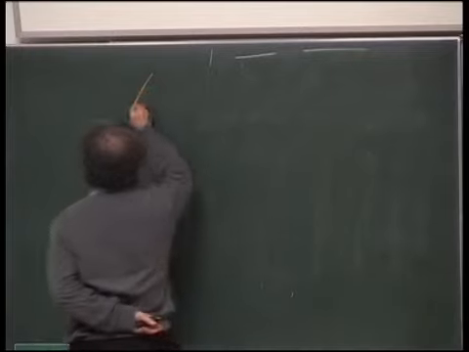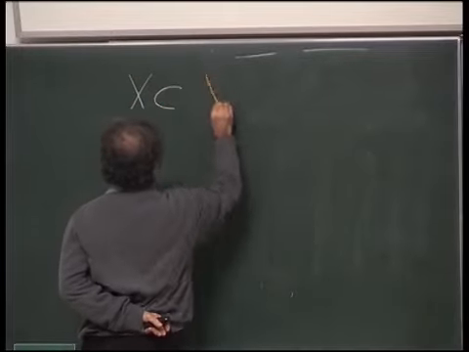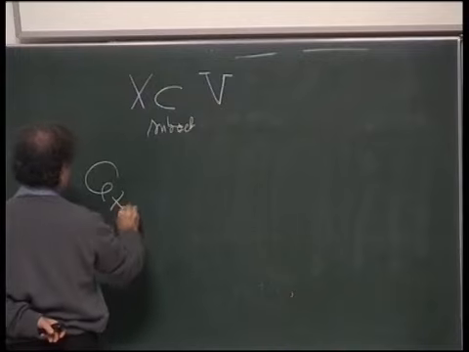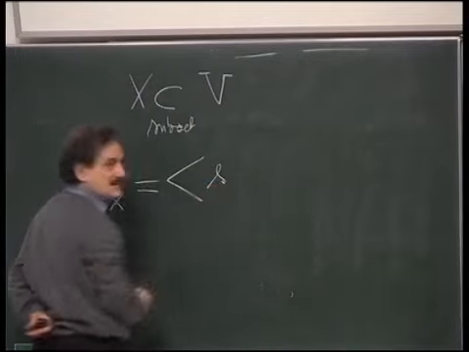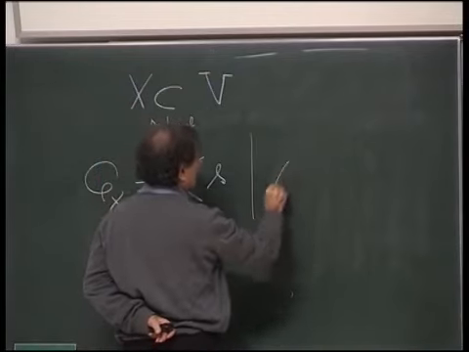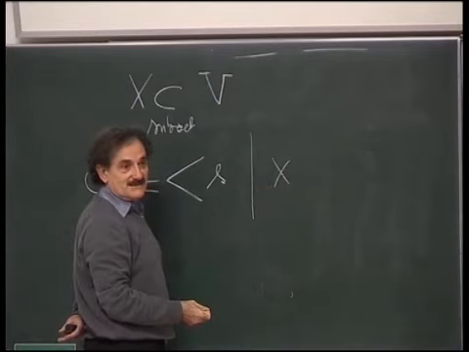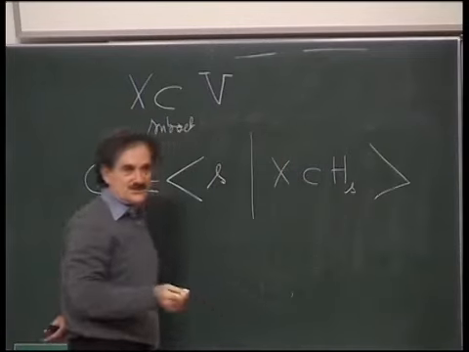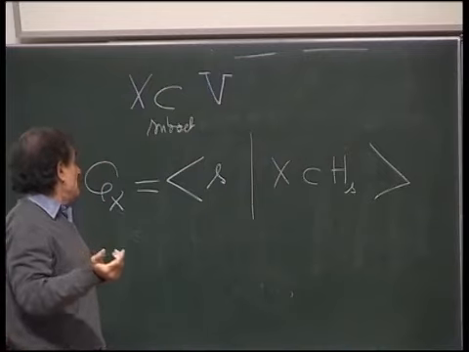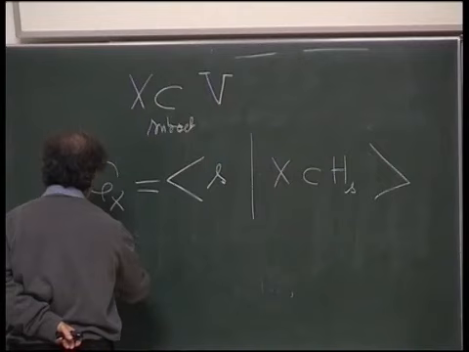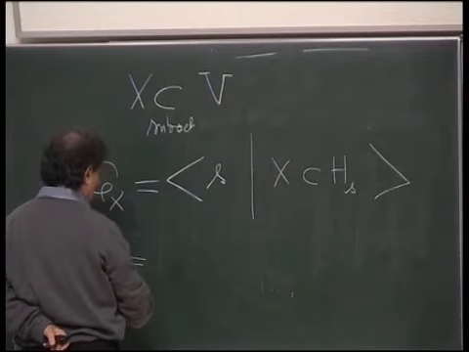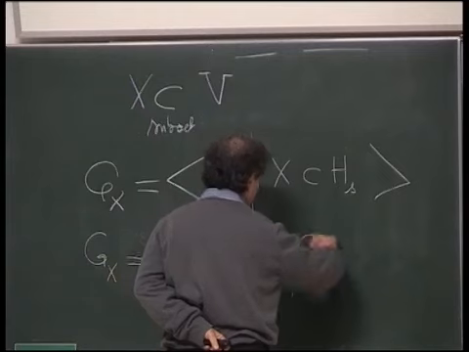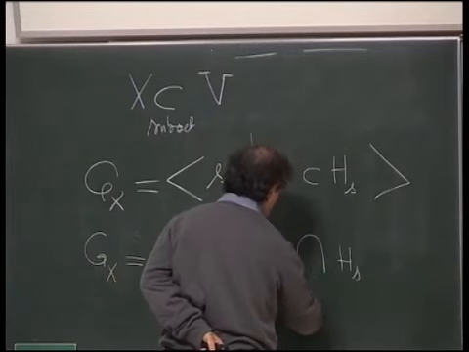I say that if X is a subset of V, just a subset, then G_X is generated by those reflections s such that s fixes X, in other words, X is contained in the reflecting hyperplane of s. That's called H_s, right? So of course, what you see is that G_X is equal to G_X bar, where X bar is the intersection of the H_s, where s belongs to G_X.